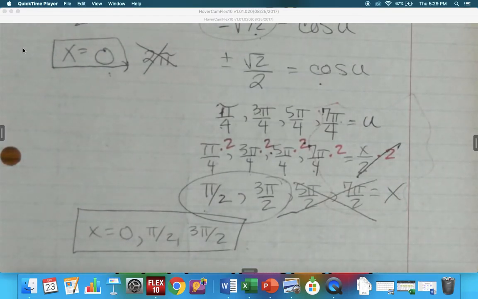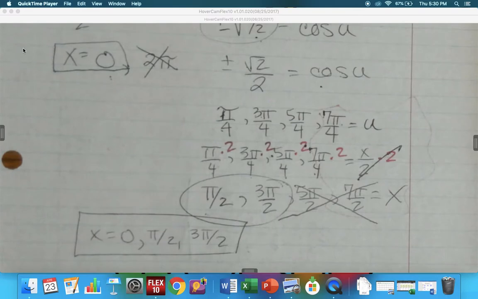Okay, so we're using our formulas so that we can actually go back and solve again for some additional trig equations. All right, so that ends the chapter.